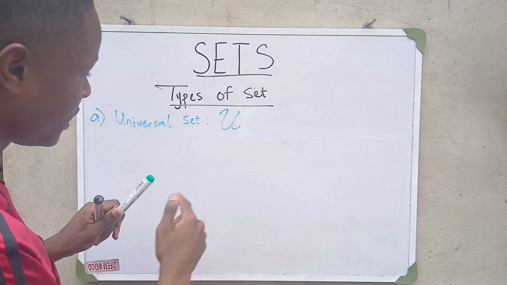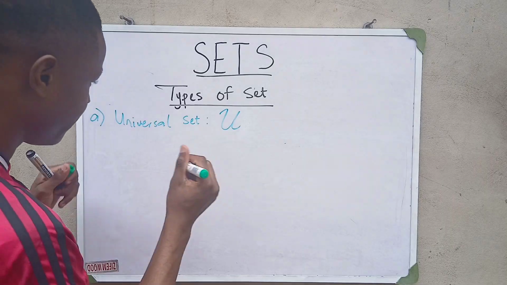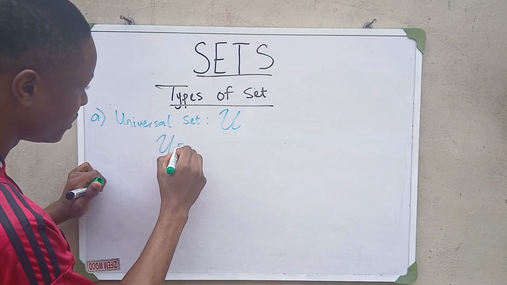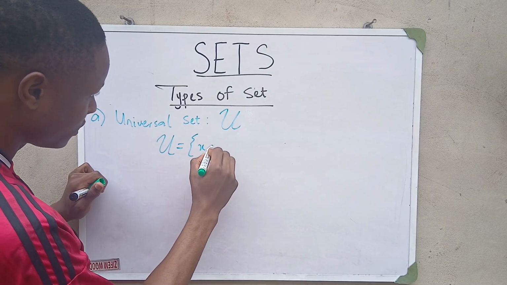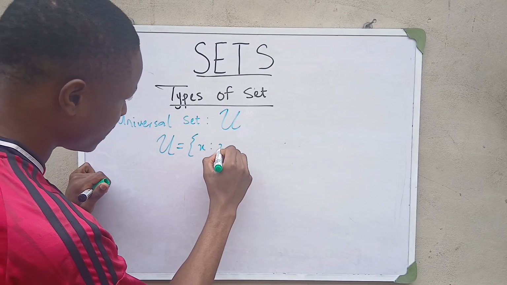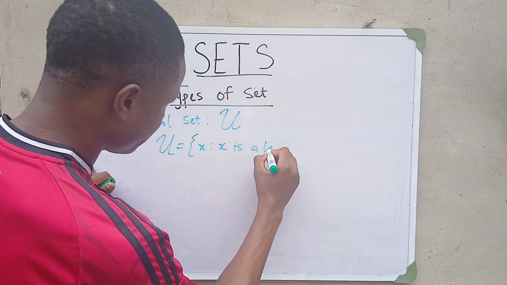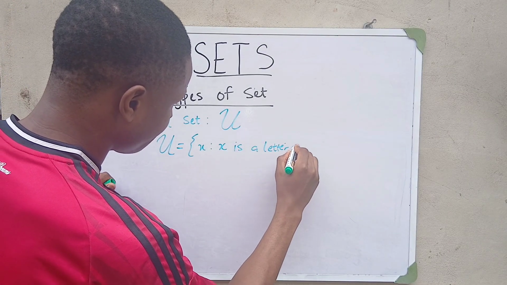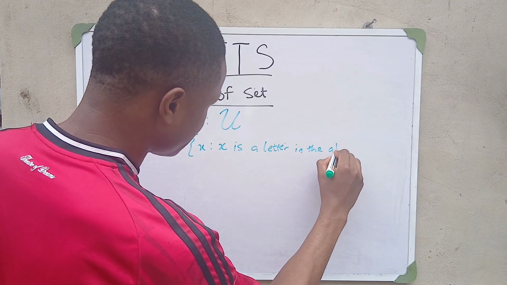So let's write the set of letters of the alphabet. We can write this using set builder form: {x : x is a letter in the alphabet}.